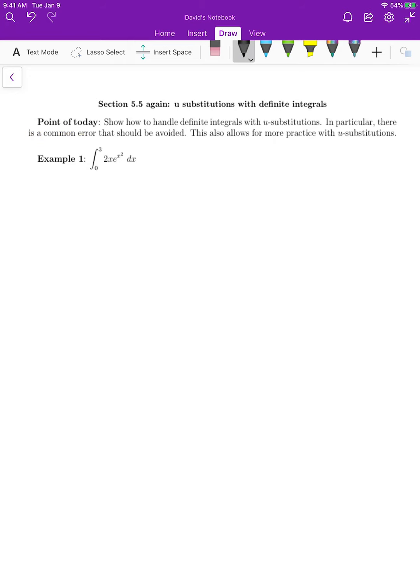So for each example, I'm going to show you two separate ways to do it correctly and then point out the way that you do it incorrectly, that is this common error. Okay, so for this example one, here's the first way you could do this problem. So this is option one.